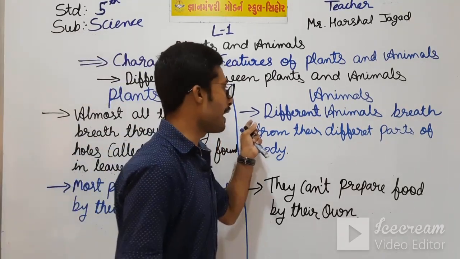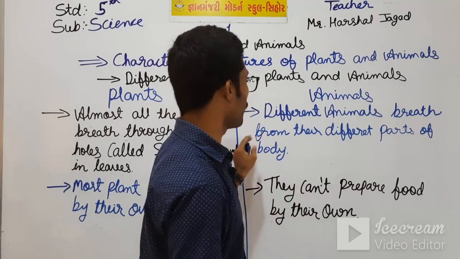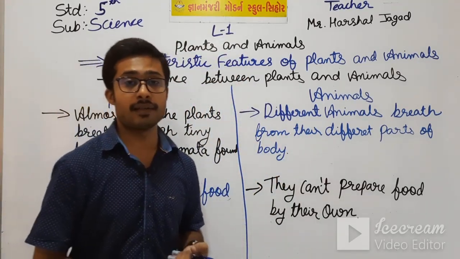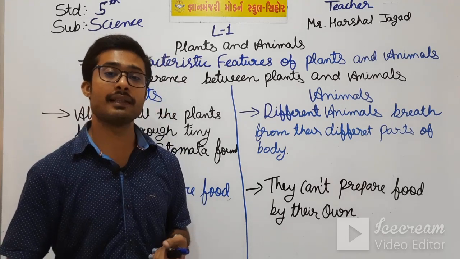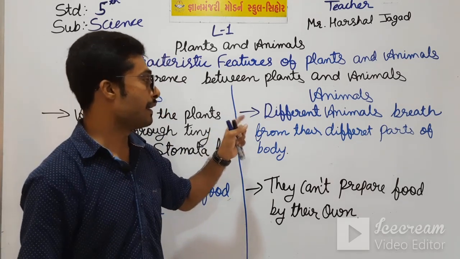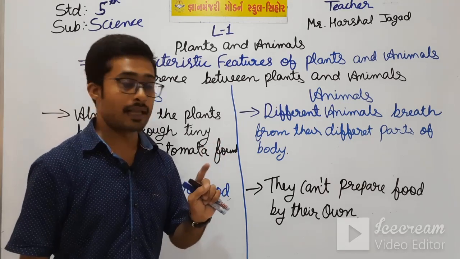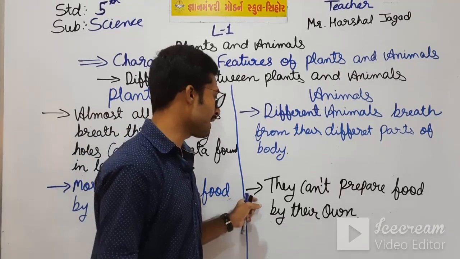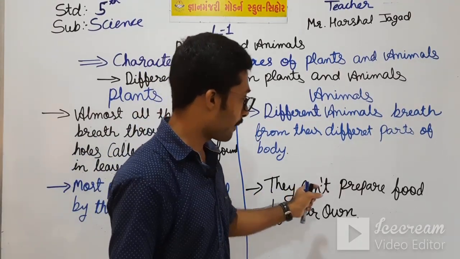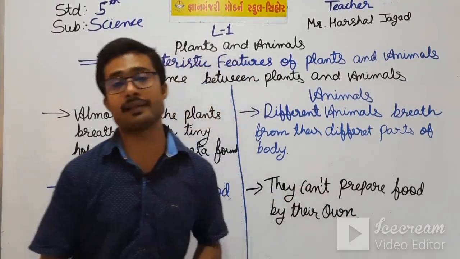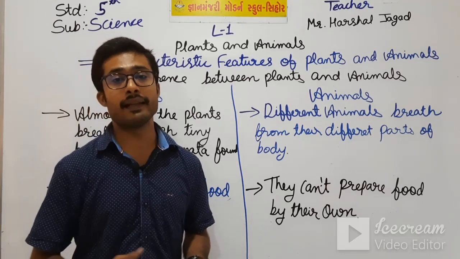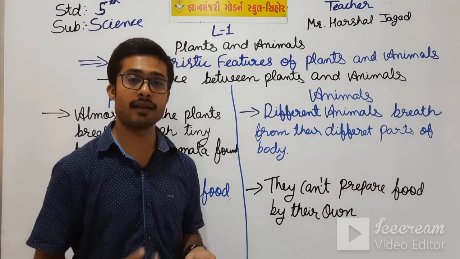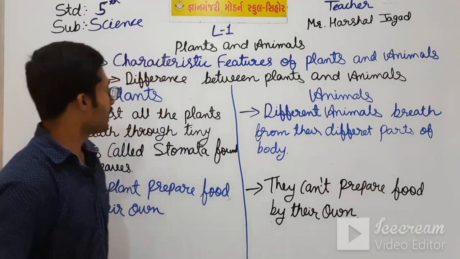As in animals, different animals breathe from different parts of the body. The plants breathe from their tiny holes in the leaves, but the animals don't breathe from that, they have a different part to breathe. And the second point, they can't prepare food by their own. Animals can't prepare their food by own, they need to eat plants or other animals for their food. Okay, now see the next.